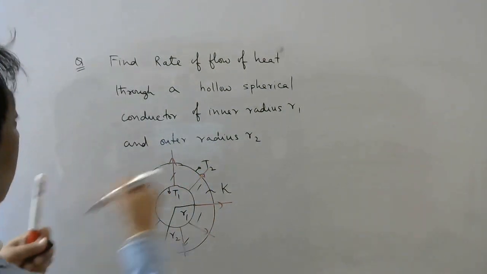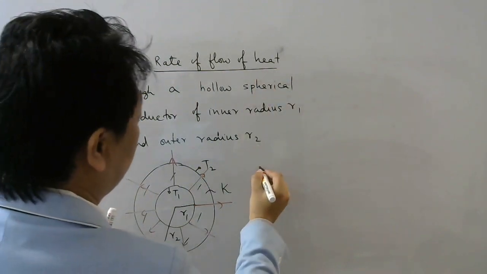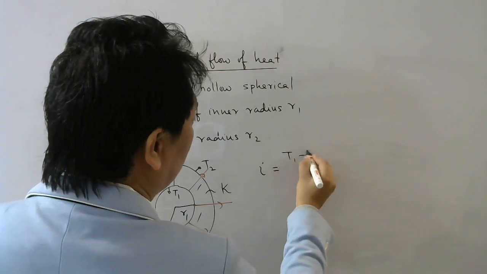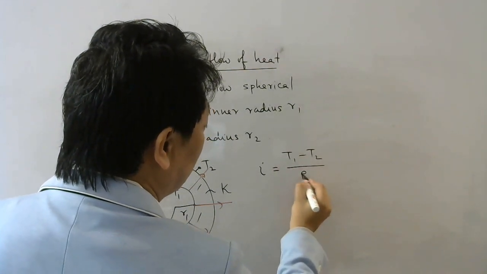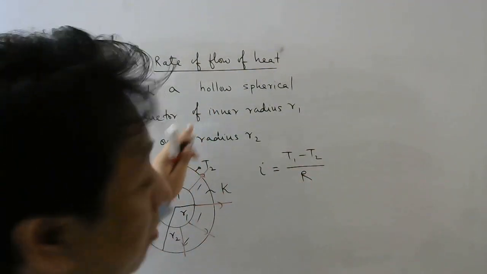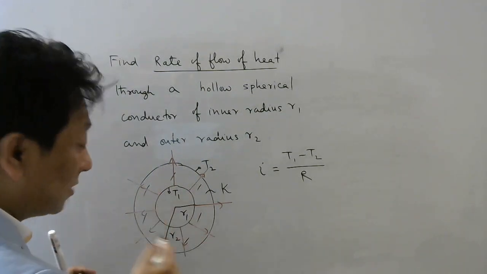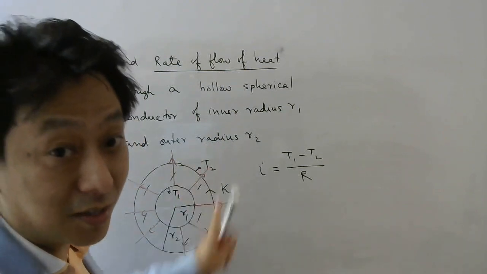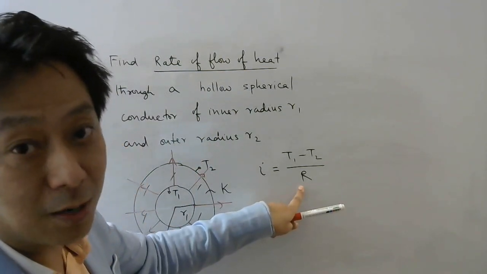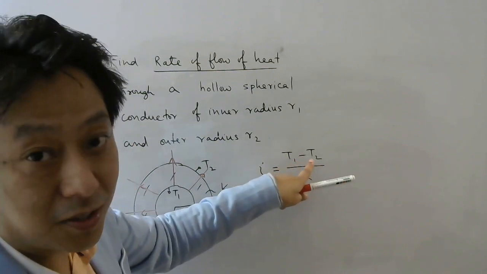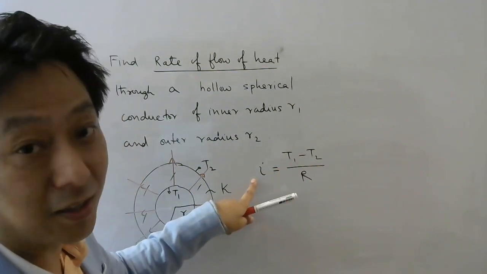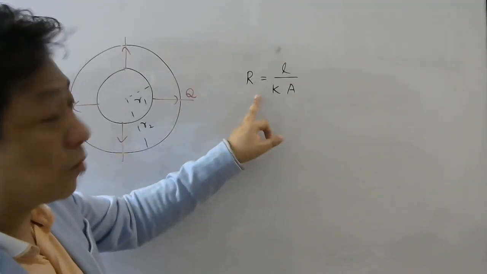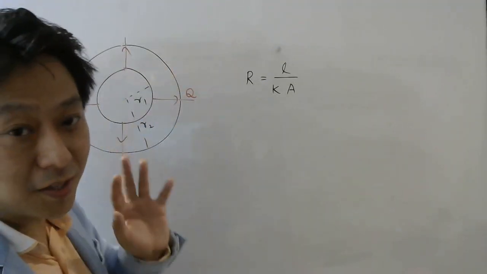Now, what does rate of flow of heat mean? Basically, rate of flow of heat means the heat current. So to find the heat current, I just need to divide the temperature difference by the resistance. So basically the problem is to calculate the thermal resistance of this conductor. Once I know the thermal resistance, if you divide the temperature difference by the thermal resistance, you will get the heat current, which is the rate of flow of heat. Can I use this formula to find the thermal resistance of this conductor?